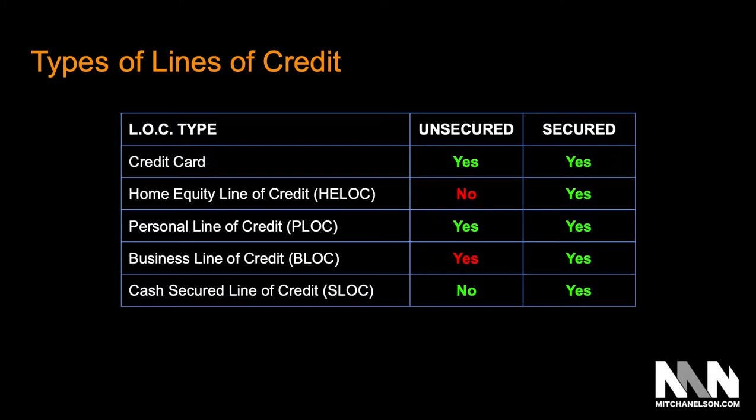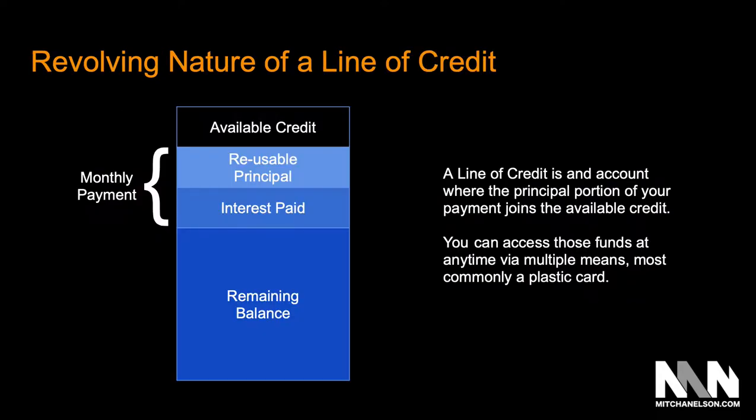Personal lines of credit come in both unsecured and secured. Business lines of credit come in both unsecured as well as secured. And cash secured lines of credit obviously are not available in unsecured. The nature of it is that it is secured by cash, so that does have collateral associated with it.